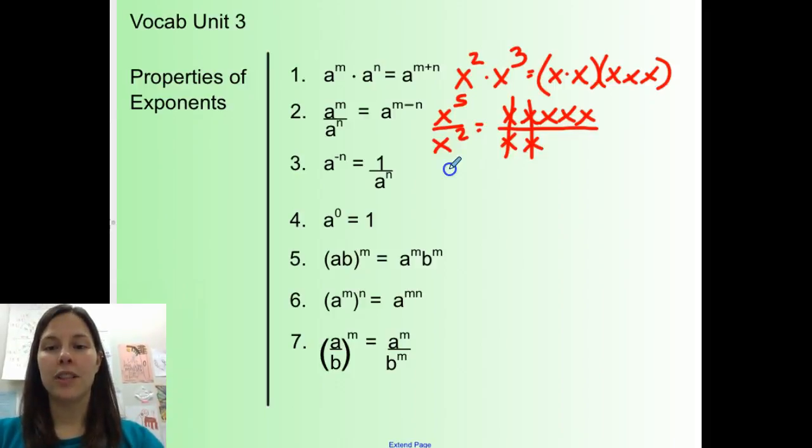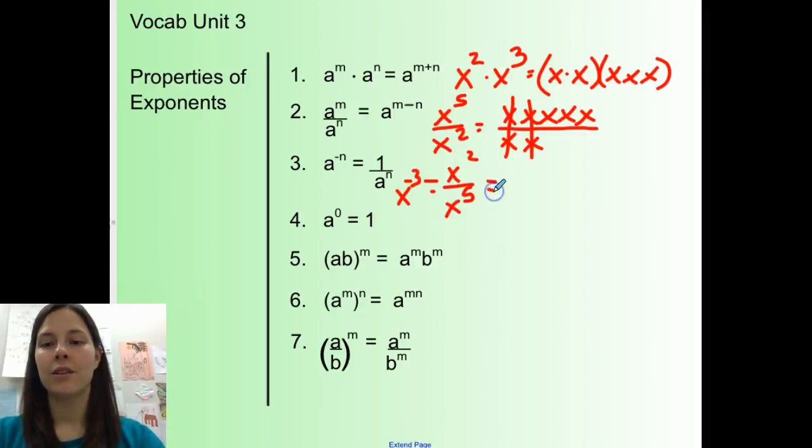The third rule links back to that second rule. So there's a couple of different ways to look at this one. If we had x squared divided by x to the 5th, rule 2 says we can subtract those exponents. 2 minus 5 is negative 3.